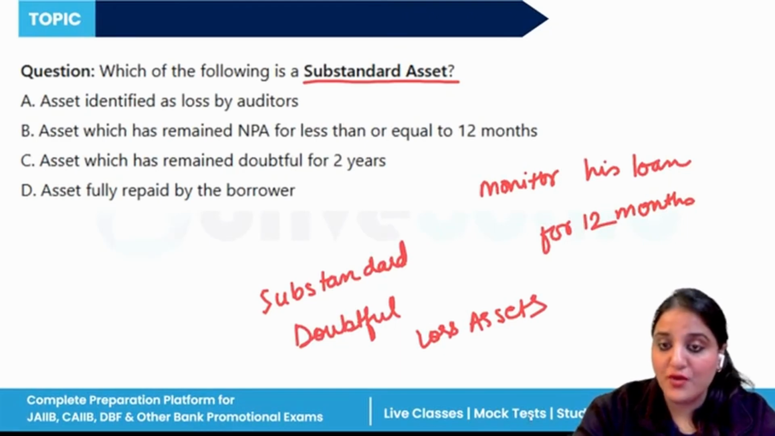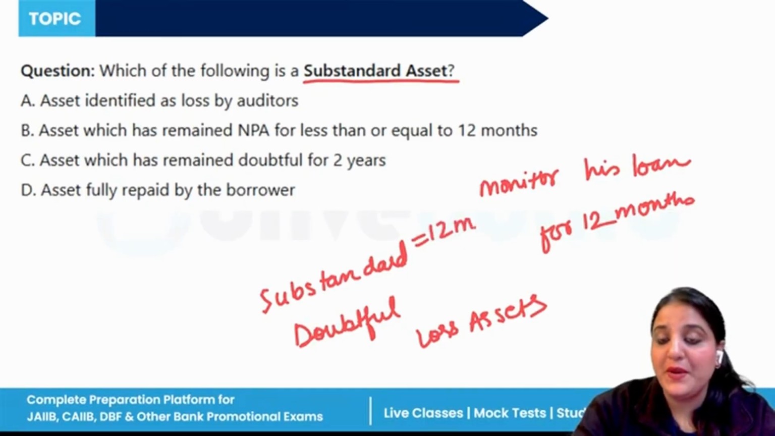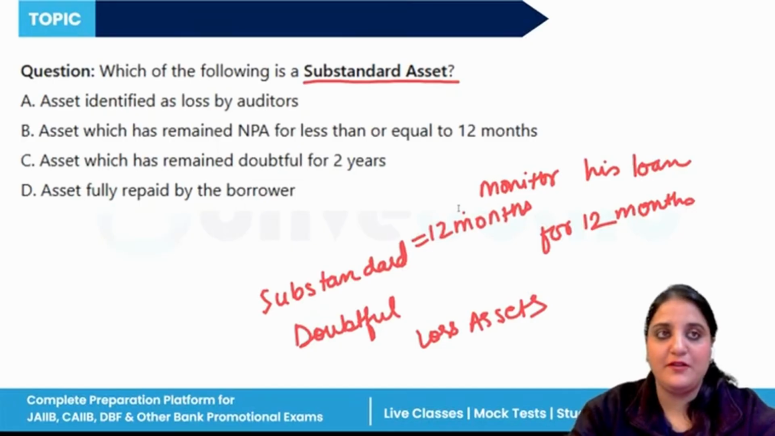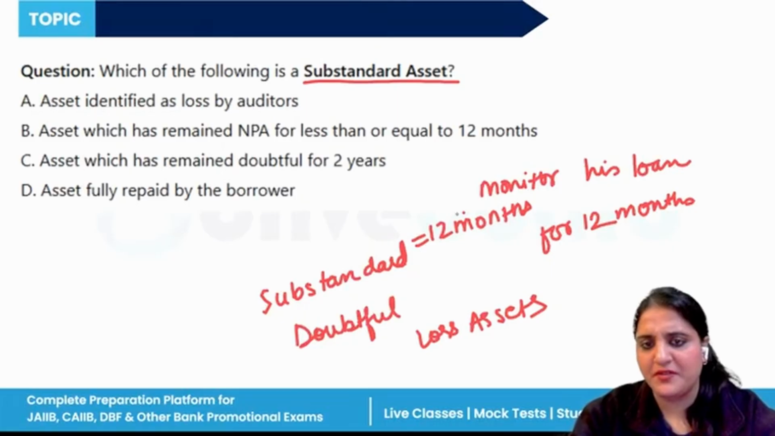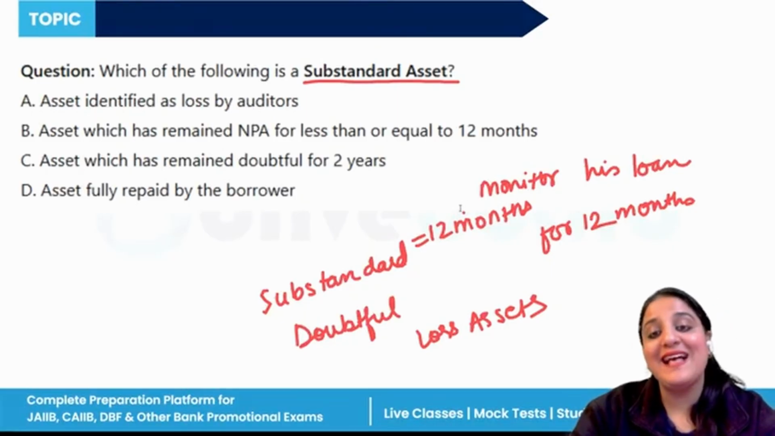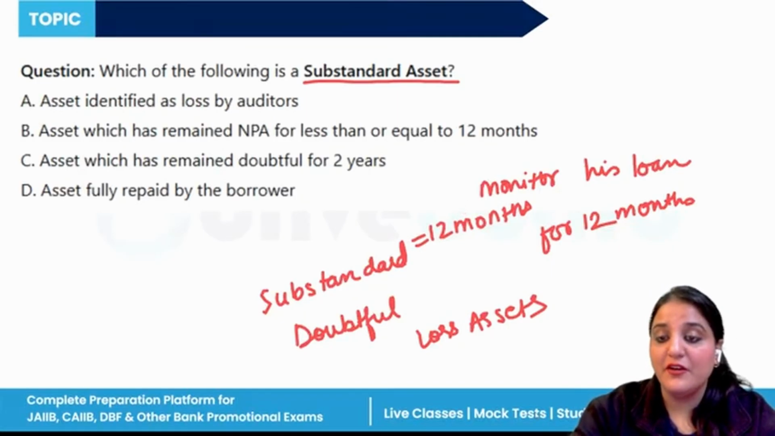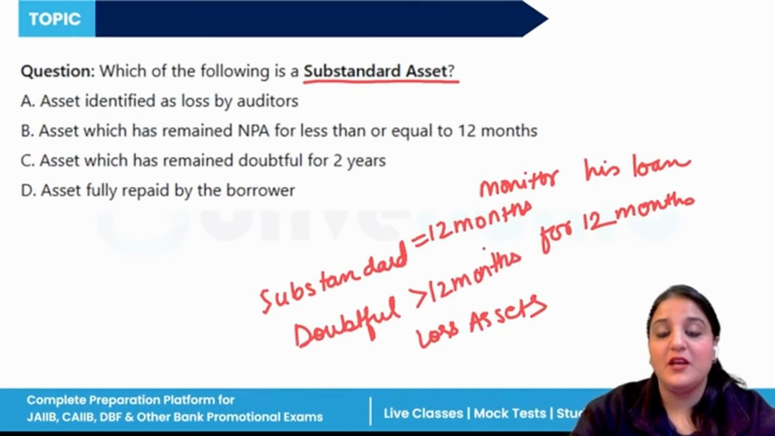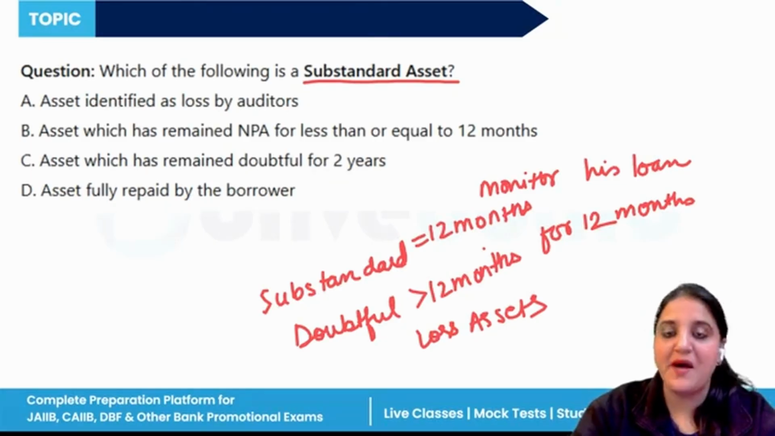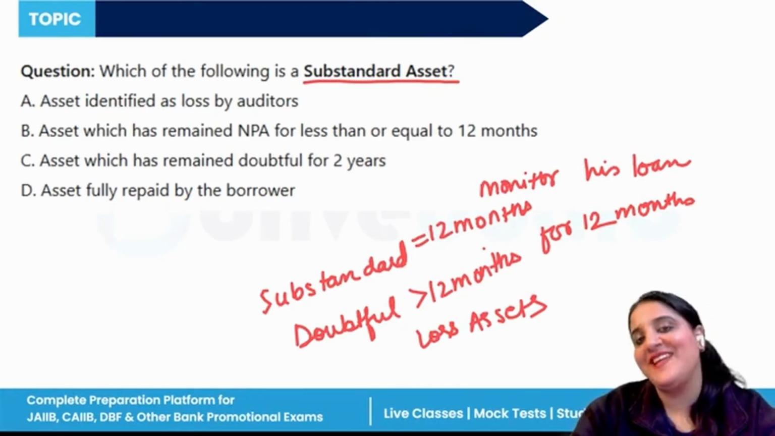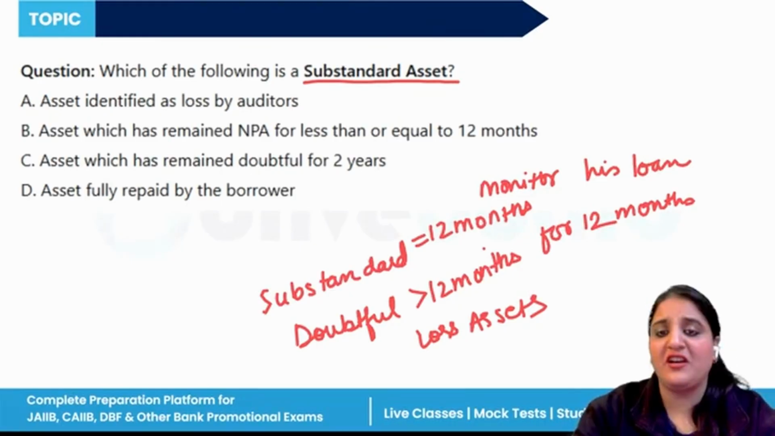Substandard assets are those assets which have been NPA for less than or equal to 12 months. Like the loan is not giving payment for 12 months, which is a very early stage of trouble. Recovery is possible. Doubtful assets are assets which have been substandard for more than 12 months. Recovery is uncertain here. Loss assets are identified as unrecoverable by the bank or the auditors, but not yet written off. So there is no hope of recovery.